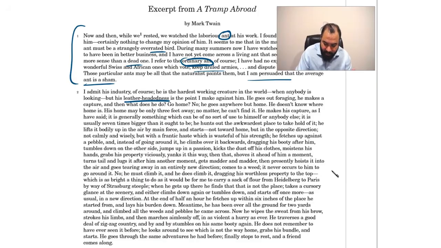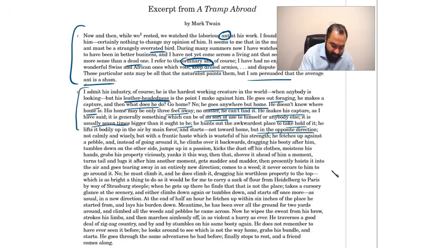"He goes out foraging. He makes a capture. Then what does he do? Go home? No, he goes anywhere but home." He doesn't know where home is. "His home may be only 3 feet away, no matter, he can't find it. He makes his captures. As I have said, it is generally something which can be of no sort of use to himself or anybody else. It is usually 7 times bigger than it ought to be. He hunts out the awkwardest place to take hold of it, and he lifts it bodily up in the air by main force and starts not towards home but in the opposite direction." So this completely shows how the ant is not smart.